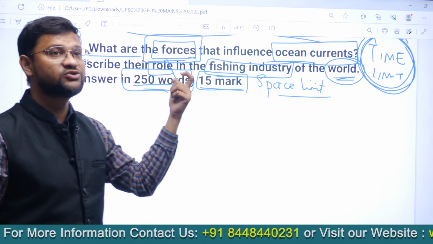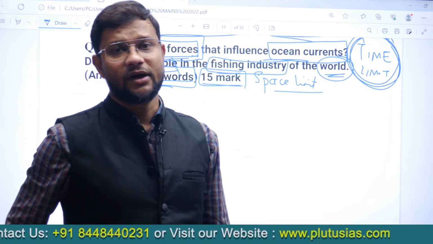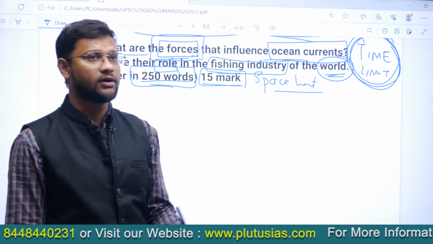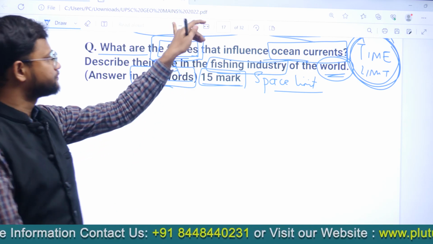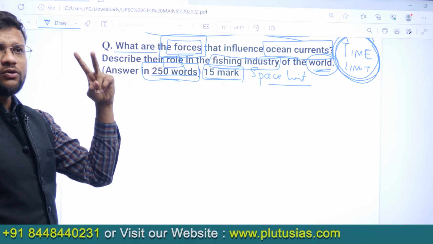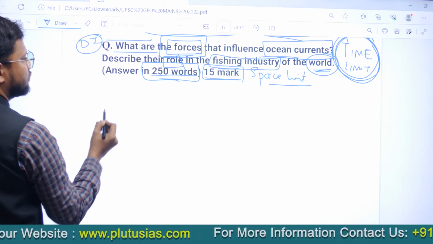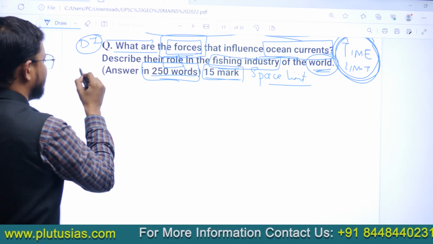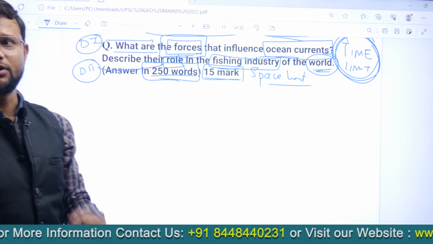In the absence of some geographical or spatial location, do you really think that the answer is going to be worth 250 words or 15 marks? Absolutely not. So the question is asking you two demands: demand 1 is forces, and demand 2 is the role in the fishing industry of the world.